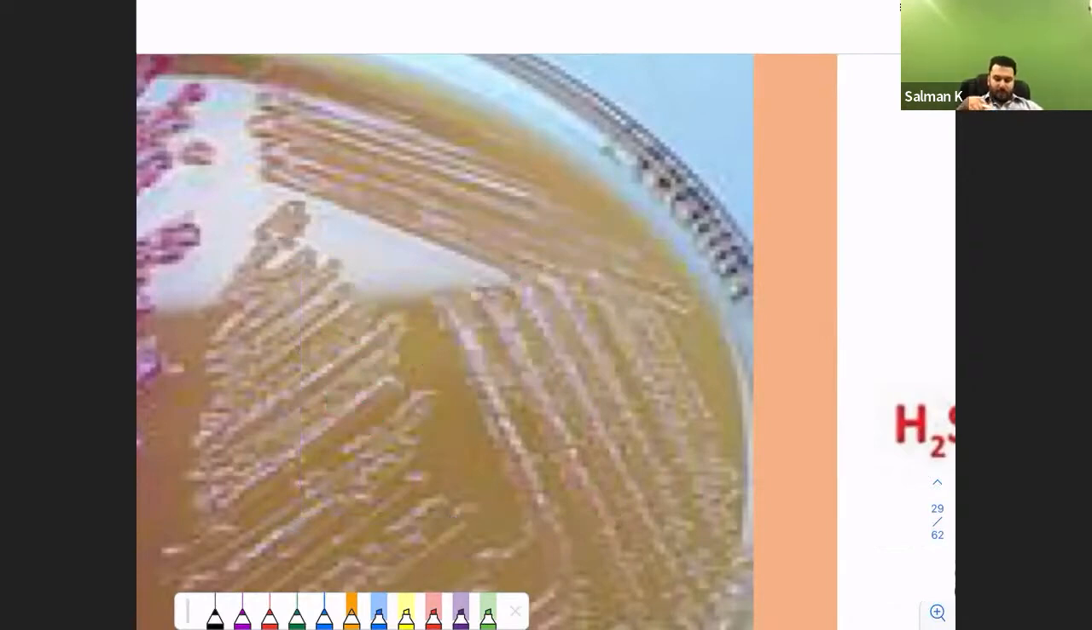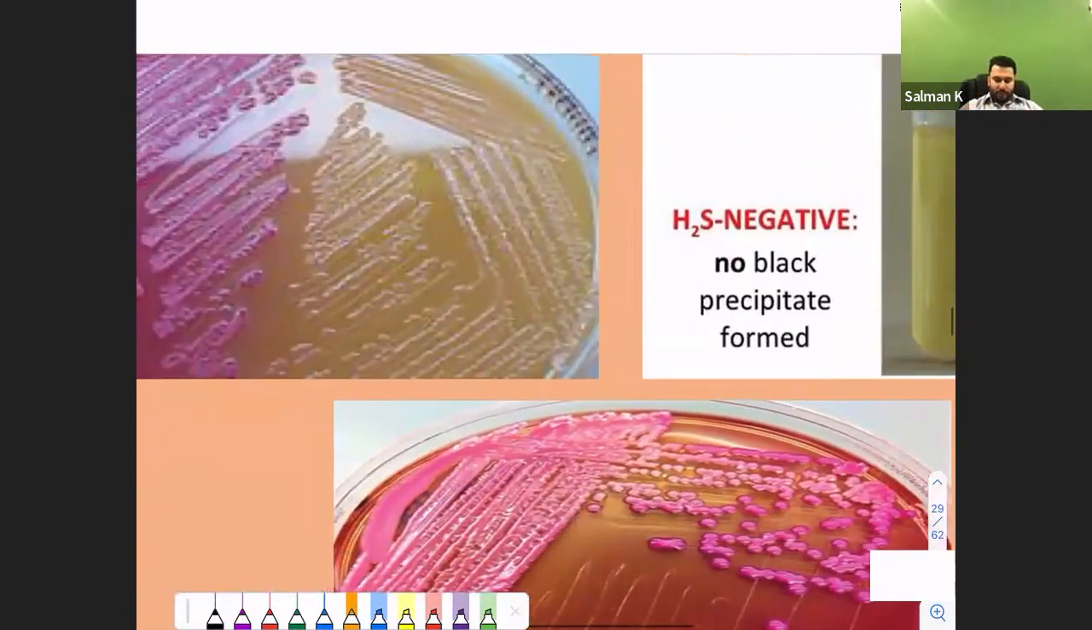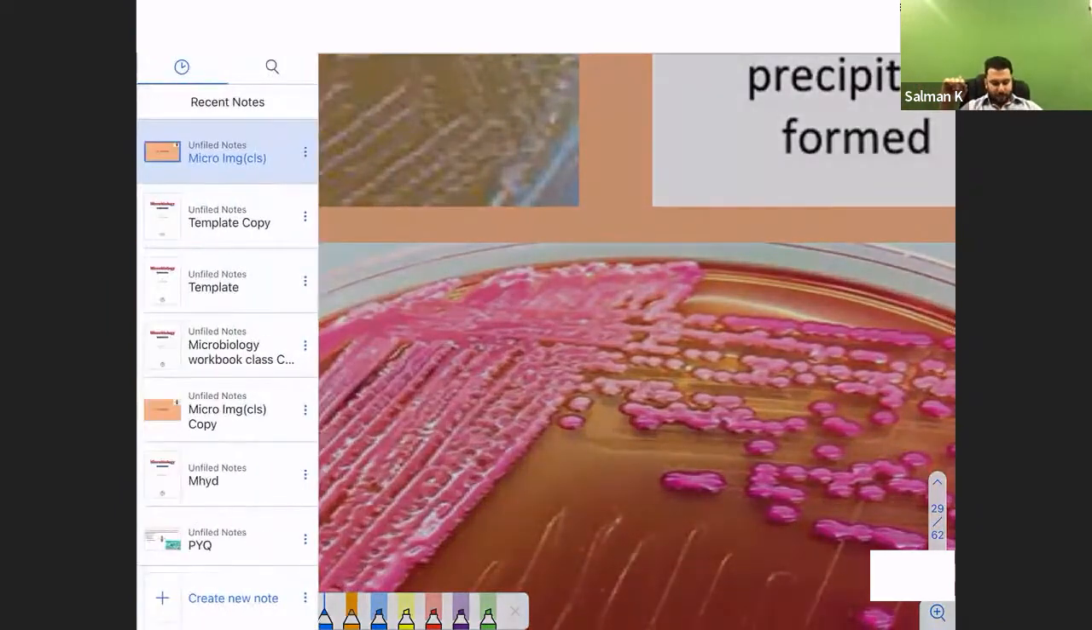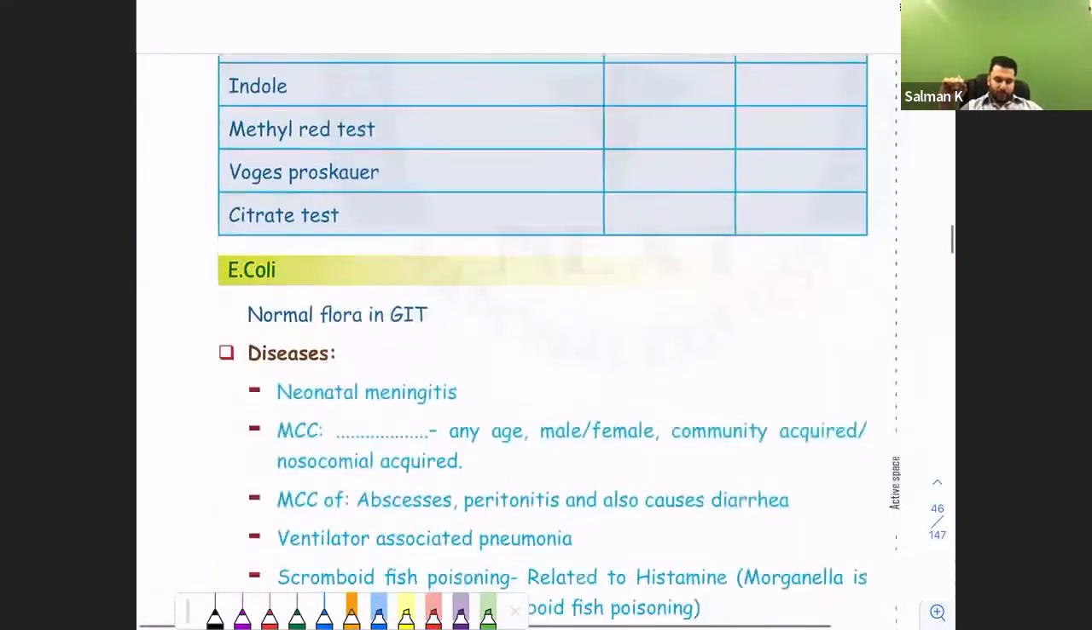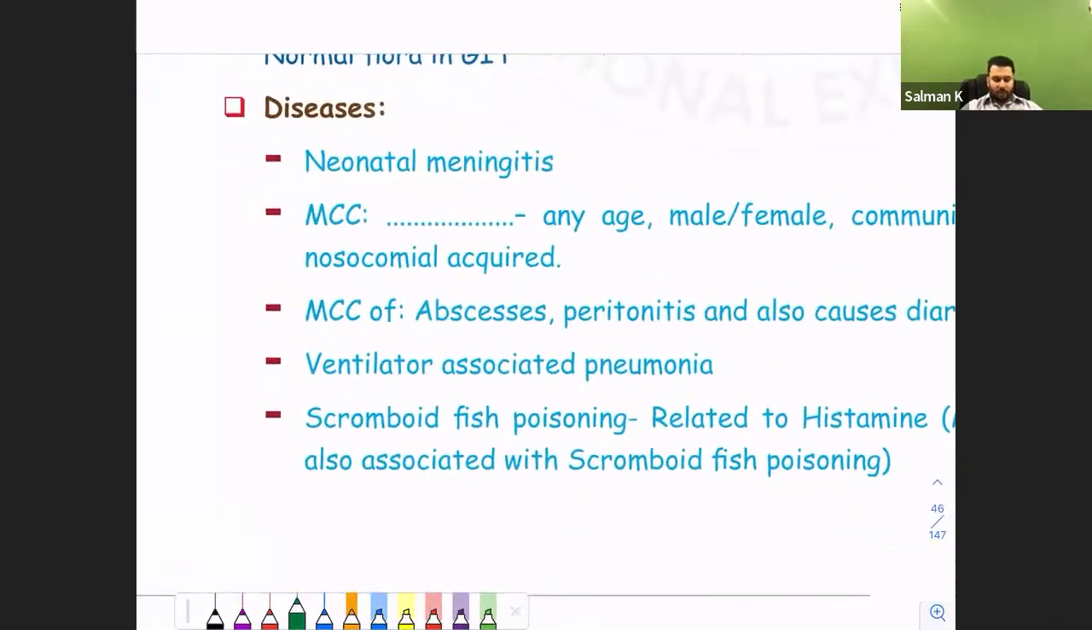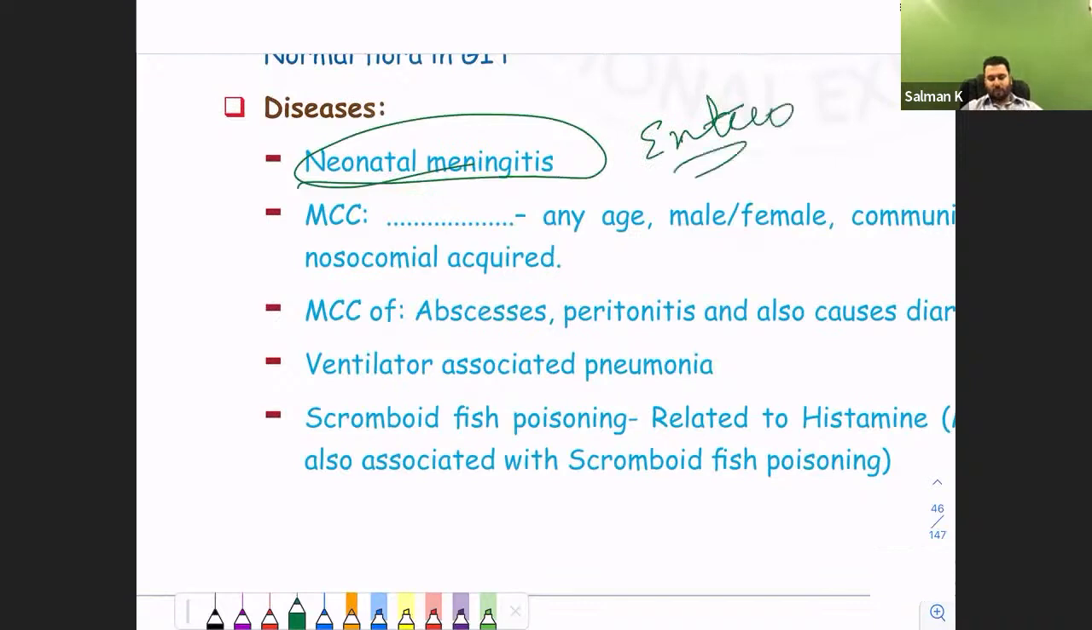Okay. Now, moving to the next thing. If I show you this picture and ask you pink color colonies on MacConkey's, who do you think this is? Either E. coli or Klebsiella. Next, diseases caused, do keep in mind, E. coli is also a very important cause of neonatal meningitis. In fact, I have told you before, Enterobacteriaceae members are the most common cause for neonatal meningitis in India. Okay, it's the most common cause of UTI. It can cause a variety of conditions that you can see right here.